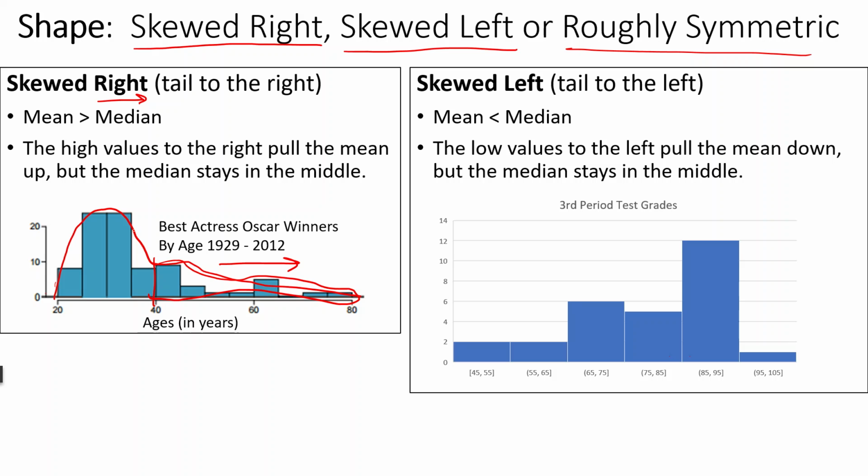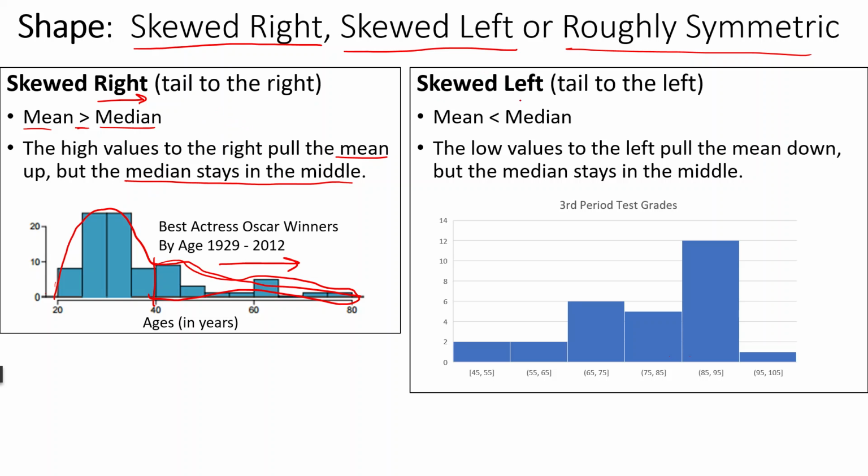If it's skewed to the right, the mean gets pulled up. The higher values up here, like these big numbers up here, are going to pull the mean up. The median, though, is still the middle number. So the median is going to stay in the middle. So the mean becomes greater than the median. If we're skewed to the right, the mean is bigger.